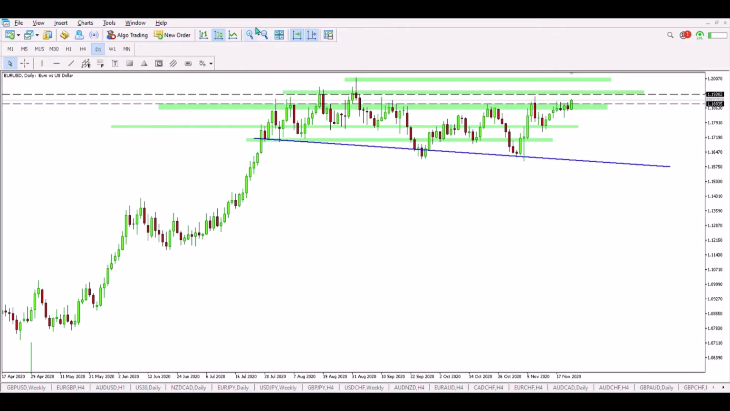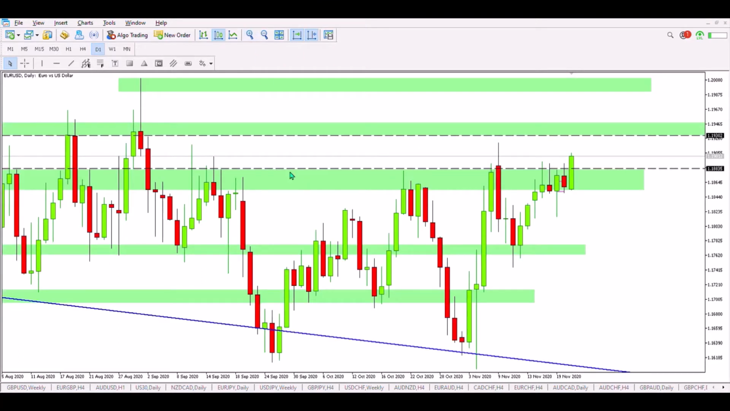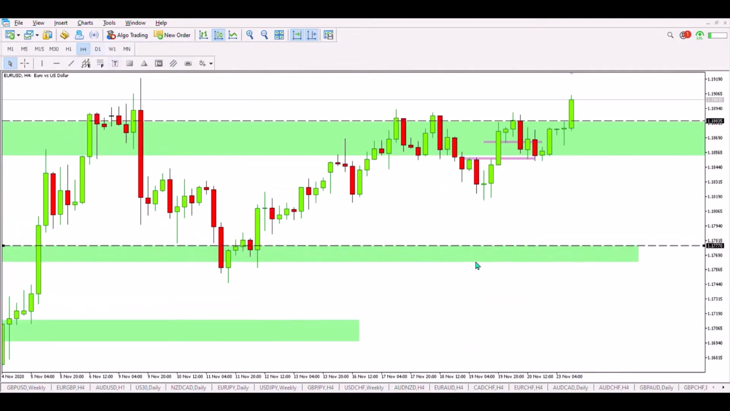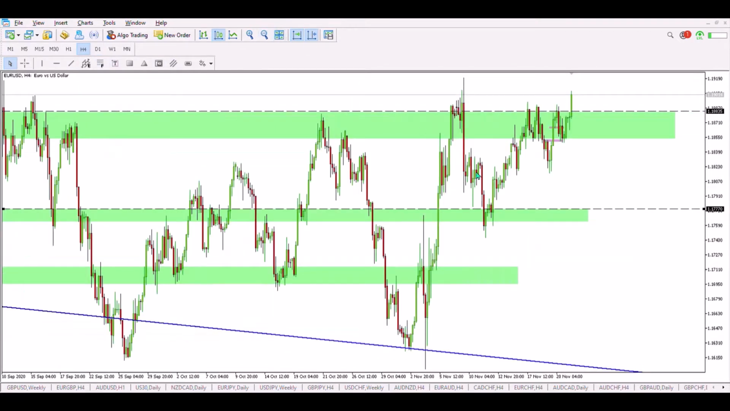Now, what we can see, guys, in this chart is that price reached a resistance level which got broken today. But how exactly did this happen? Let's move to the 4-hour chart so we can analyze this well.